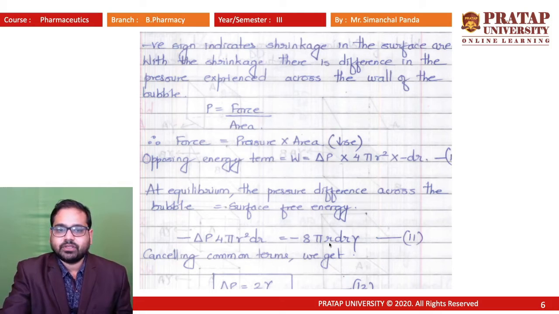Cancelling both terms, we can finally get the delta P. Here the delta P is equal to 2 gamma, because all those are getting cancelled. dr is cancelled, r with respect to r is cancelled, 4 becomes 2, pi is cancelled. So finally we have only the term of delta P and 2 gamma.